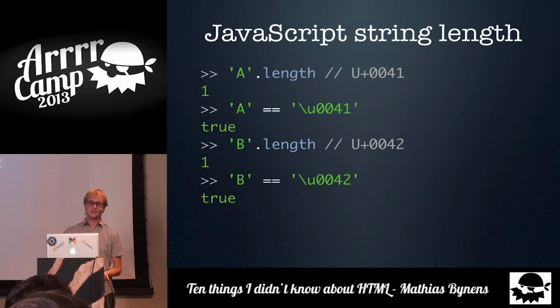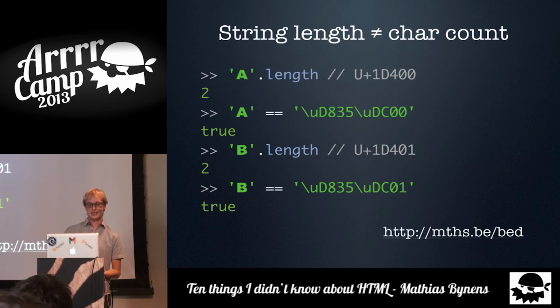My first thought would be to use the length property of the string. As you can see here, in these examples, the length property just happens to reflect the number of characters in the string. But what I later found out, and what really surprised me, is that this is not always the case. There are characters that actually have a length of 2 in JavaScript. And the reason for that is that JavaScript uses this thing called surrogate pairs to represent symbols outside of the basic multilingual plane in Unicode.